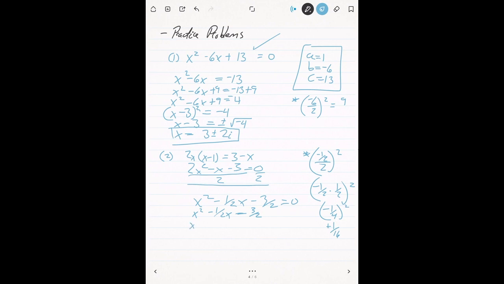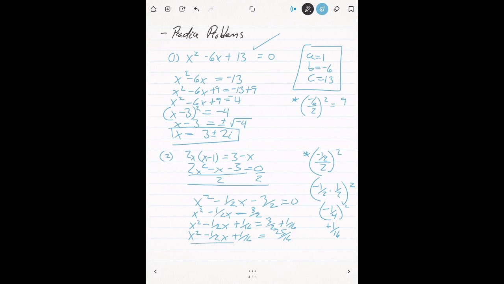So we can add 1/16 to both sides. Now, on the right-hand side, we can combine the like terms, so we can take 3/2 and add that to 1/16. I'm just going to use my calculator and the fraction feature on it to add those together, and we end up with x squared minus 1/2 x plus 1/16 equaling 25/16. All right, we've done all the steps that we need to.